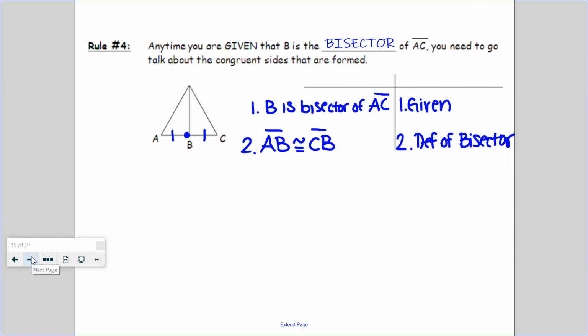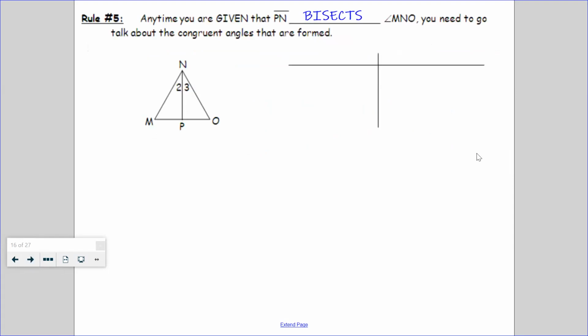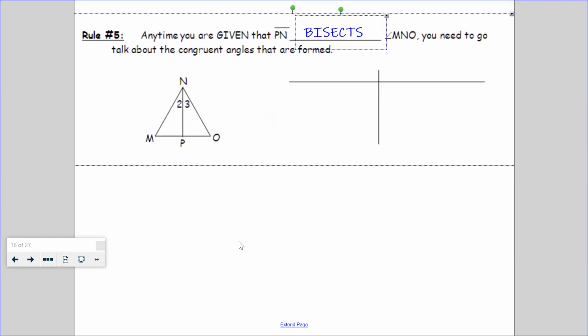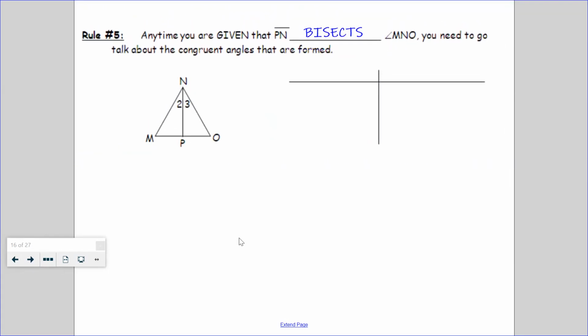Okay, and then 3 more rules that commonly appear are on the back of that cheat sheet. We're using that bisector vocab word again, except this time you're bisecting an angle instead of a segment. So once again, it says you are given that PN bisects angle MNO. That was given to us. Now, if PN, which is this segment here, bisects angle MNO, what two things have to be congruent?